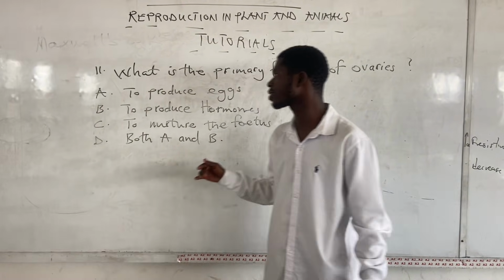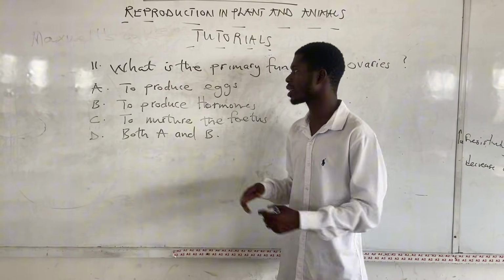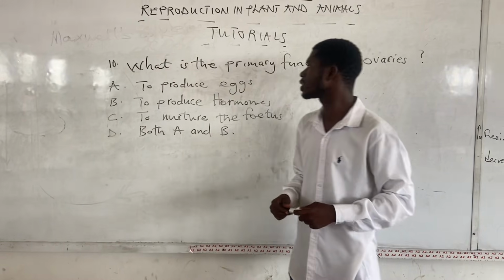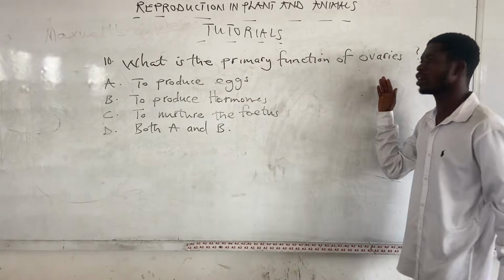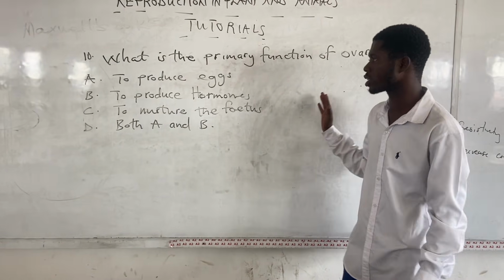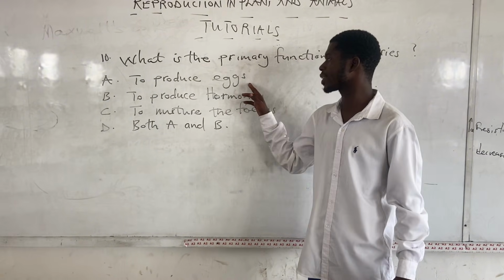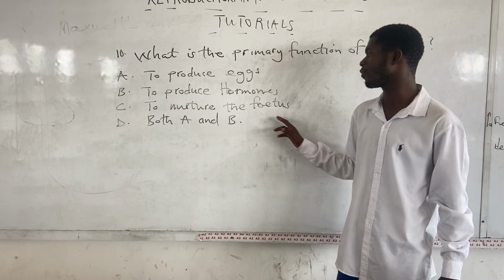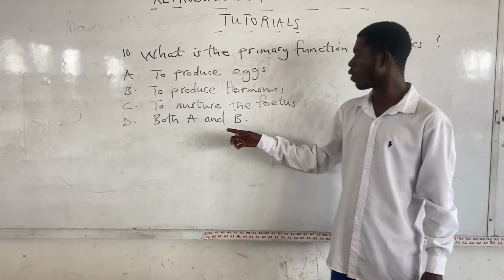Okay, the next question, question number 10. It says, what is the primary function of the ovaries? A, to produce eggs. B, to produce hormones. C, to nurture the fetus. D, both A and B.